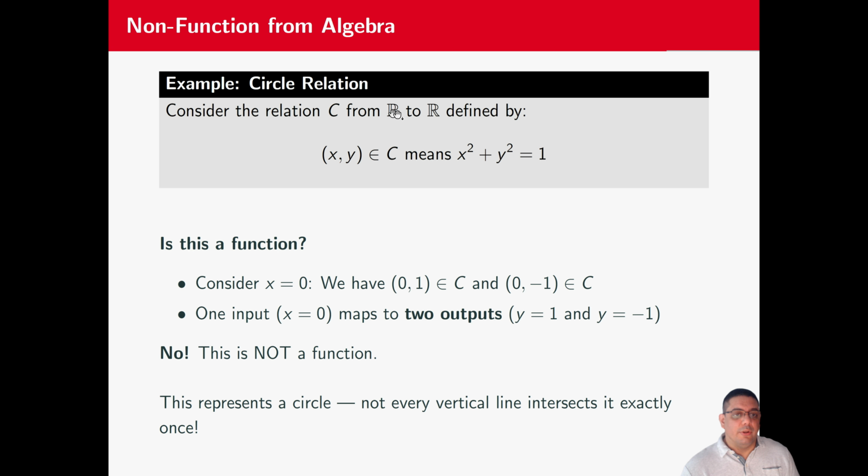Now, consider the circle relation. Two points belong to the circle if x squared plus y squared equals 1. Is this a function? Well, not really. The problem is, if you consider x equals 0, the point (0, 1) belongs to the circle, and (0, -1) belongs to the circle. But this means that one input, x equals 0, has 2 outputs, which are 1 and -1. So this will not be a function. This represents a circle, but not every vertical line is going to intersect it just once. And that needs to happen for something to be a function.